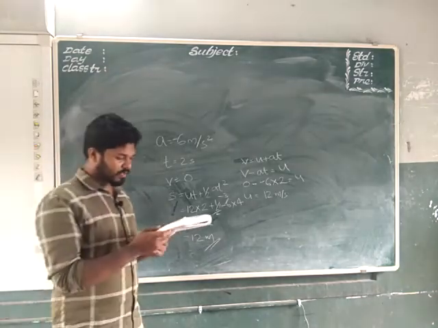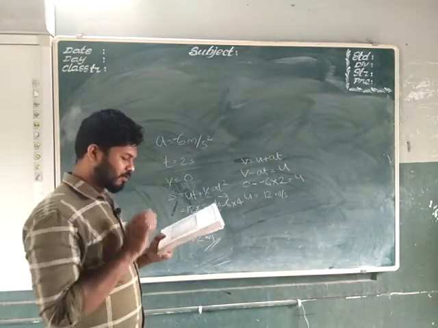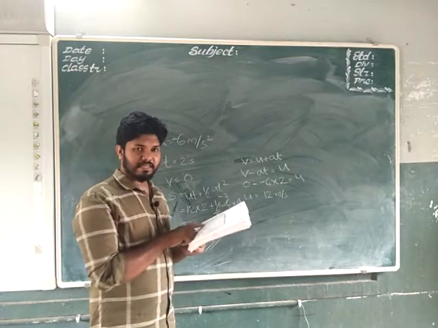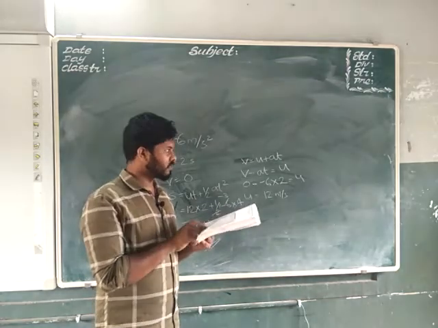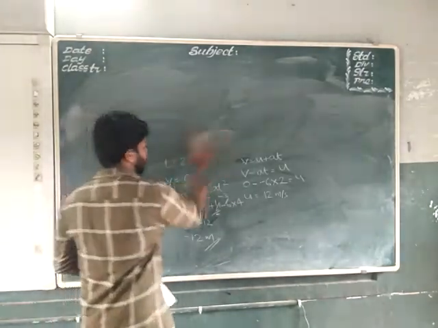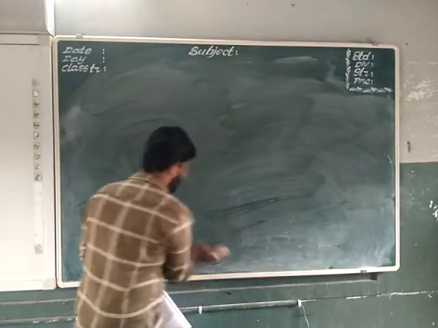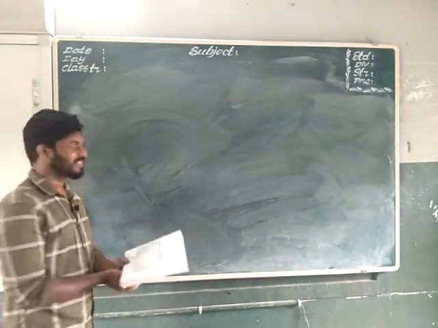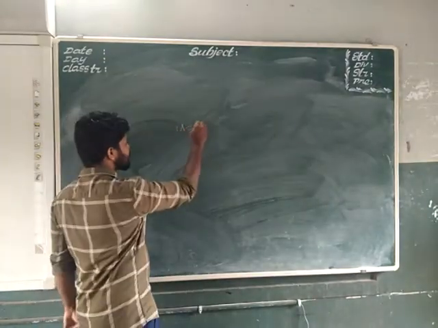So that's all about the 8th question. Now to the 9th question. A train starting from rest attains a velocity of 72 km per hour in 5 minutes. Starting from rest, the word is included there, so it's easy. u is equal to 0.